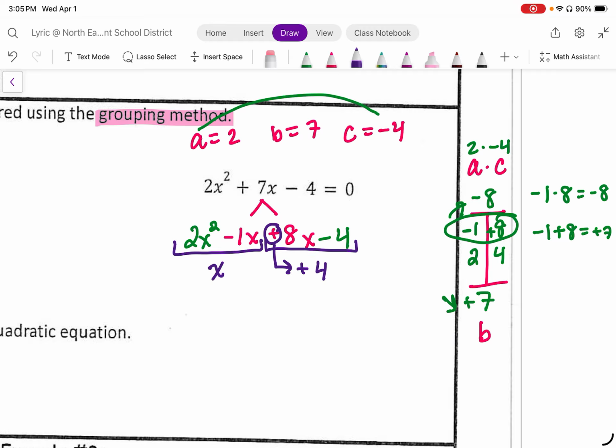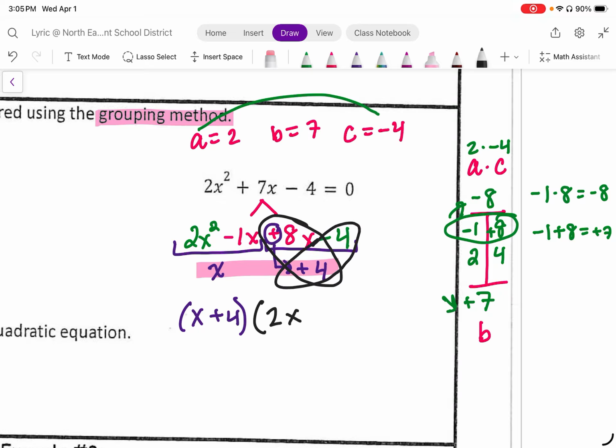Okay, now this x plus 4 is going to be our first factor, x plus 4. And our second factor we get by dividing. We're going to say 8x divided by 4, and that gives us 2x. Then we say -4 divided by 4, that's -1. Now, these are the two factors, and we are done here.